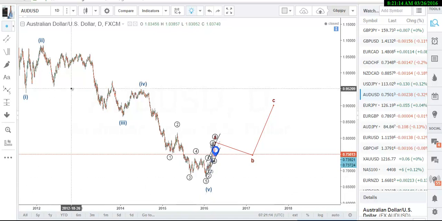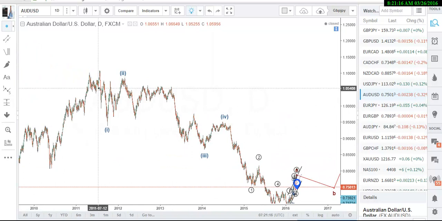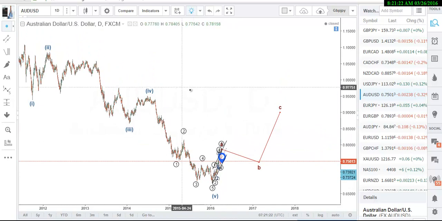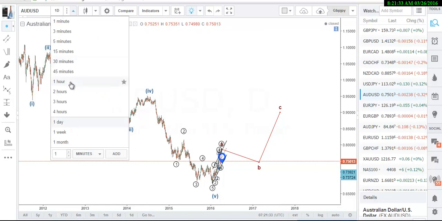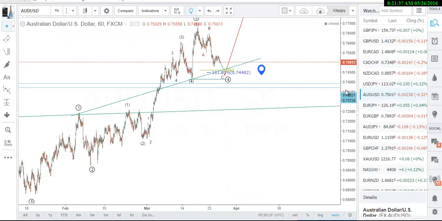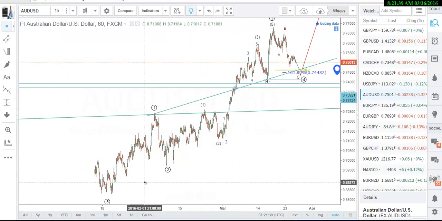The long-term impulse wave, which started in 2011, has already ended here. So we're expecting an ABC correction, and this ABC correction is going to be a deep one because it's expected to be a second wave, not a fourth wave. So it's going to go deep, about 61.8%. Let's look at the first leg of this correction, because that is where we are at the moment. So this is the first leg of the correction.